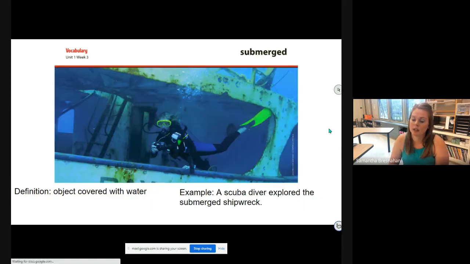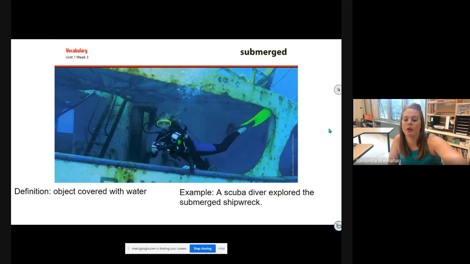And our last word is submerged. The definition is an object covered with water, and an example is a scuba diver explored the submerged shipwreck. One thing that I think of, especially because we're just coming off summer, is when you are at a pool swimming, you want to jump off the diving board and do a big cannonball. When you go underwater, you are submerged with water.